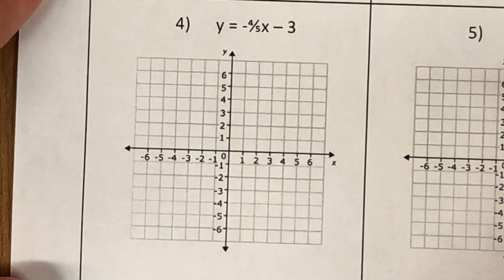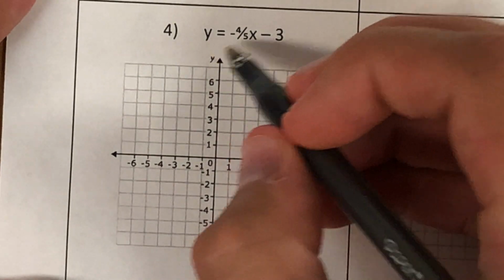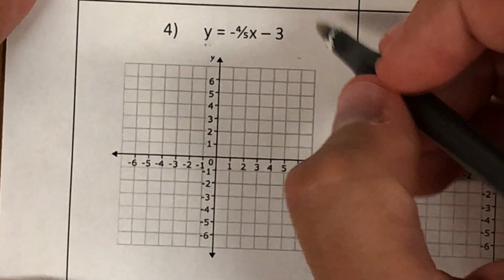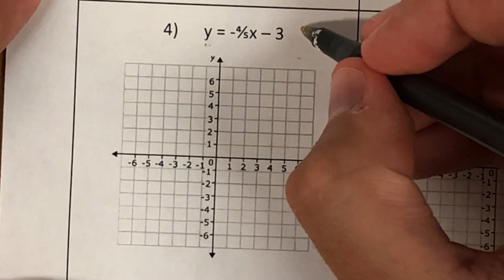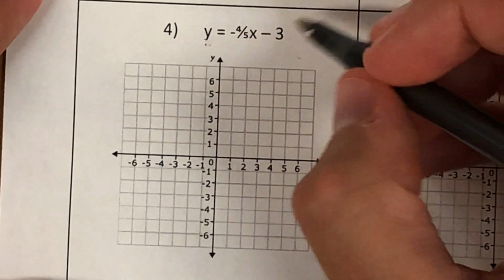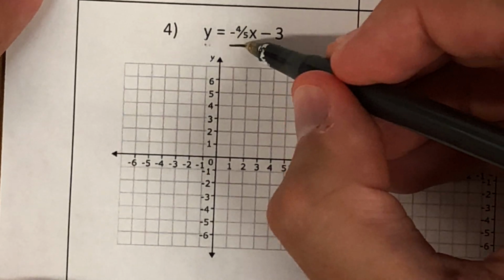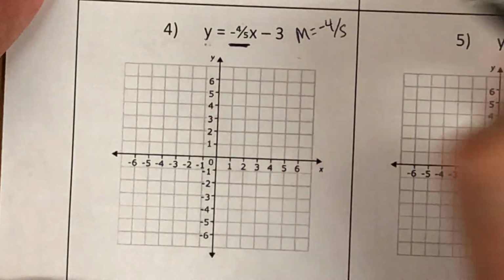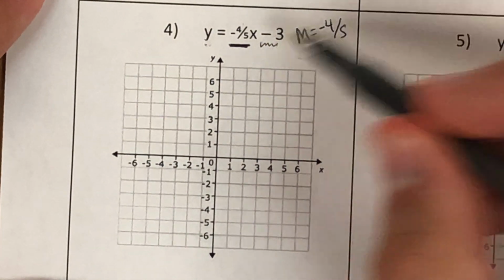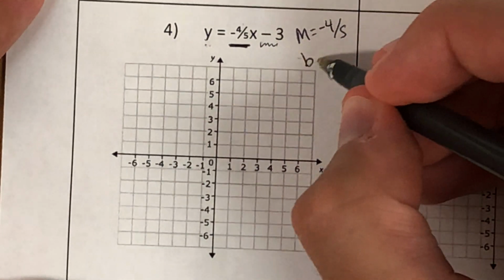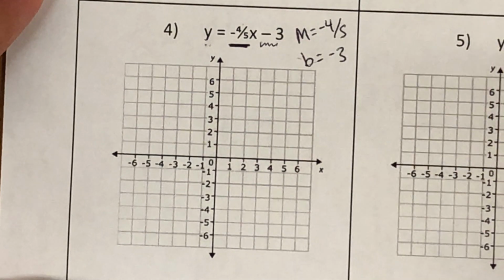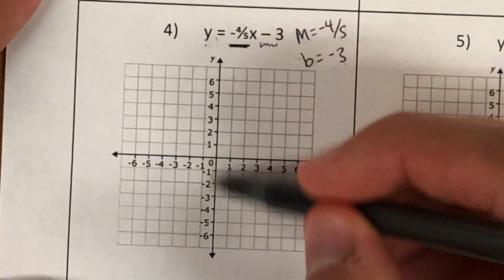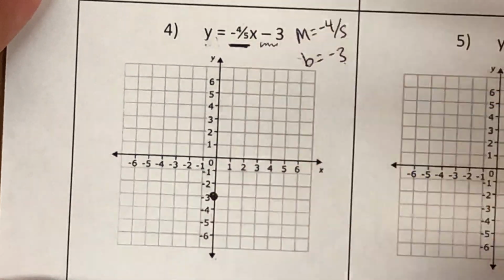All right, we're back. So again, number 4, we've got a line. It's in slope-intercept form. Y is by itself. So we can think about it in slope-intercept. So our m always goes with x. In this case, m is -4 over 5. Our y-intercept is always just the number, which in this case is -3. So we start by graphing the y-intercept, which is -3. So on the y-axis, -3.